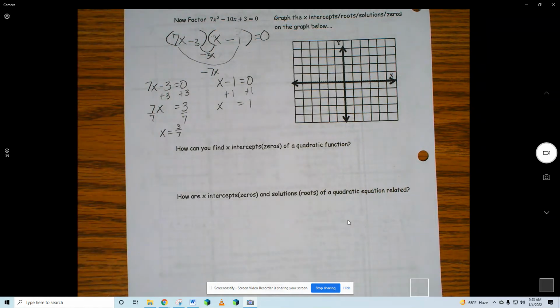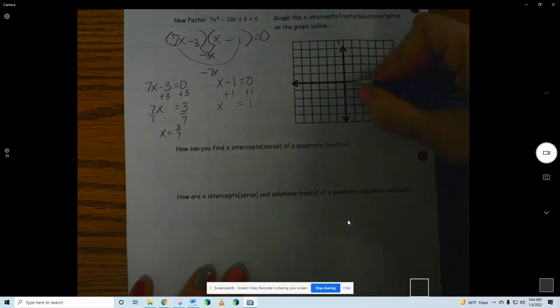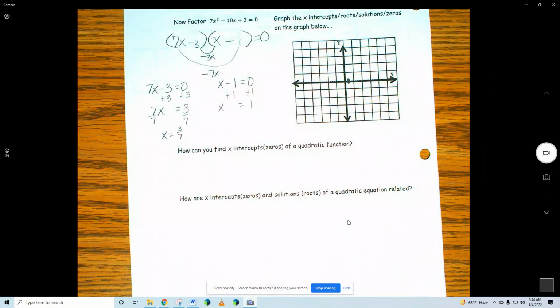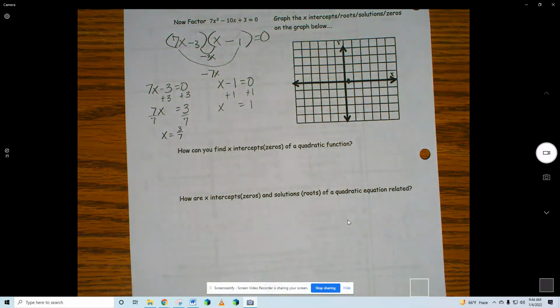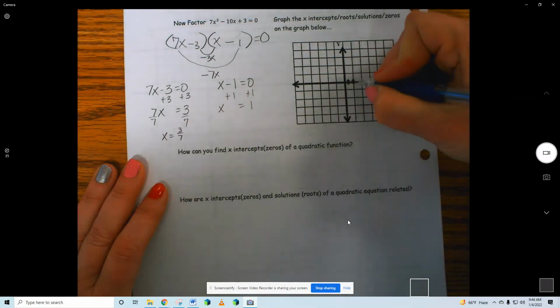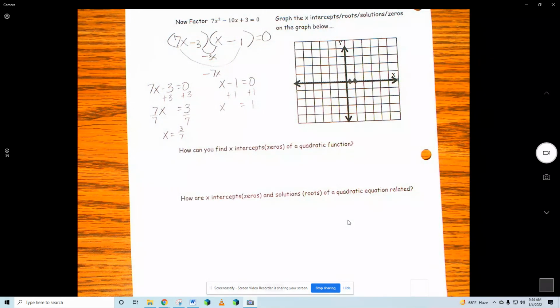So I'm going to plot my points at my x-intercepts, my zeros, my roots. 3/7, which is not even to 1 yet, would be like right here, plotted on the graph. It's a very small fraction. Make it big because I'm using a pencil on black lines. And then x equals 1. This parabola is going to have x-intercepts really close together.